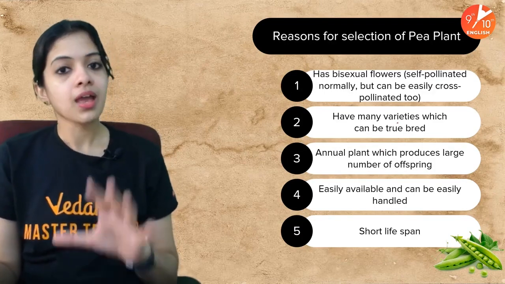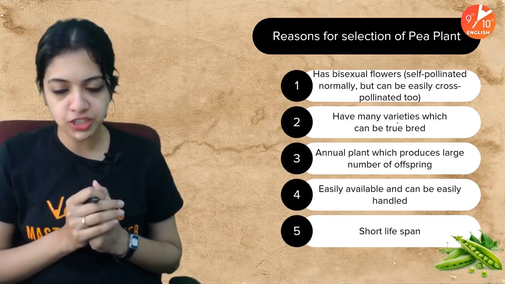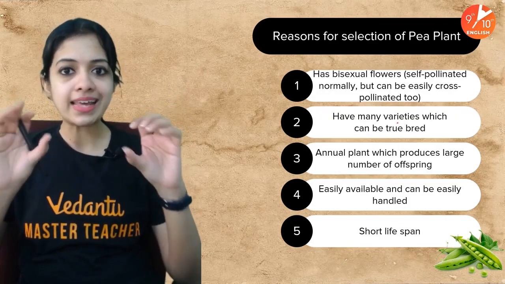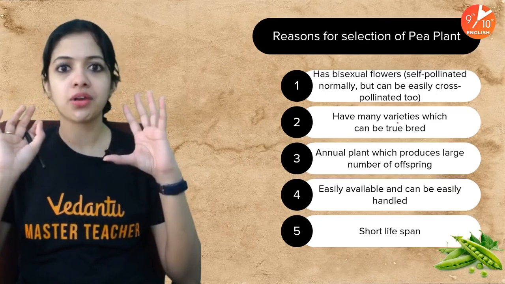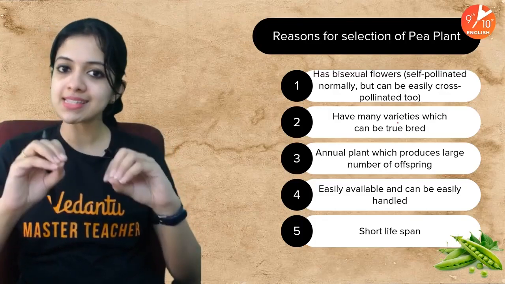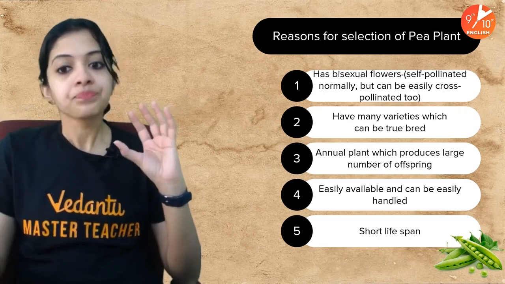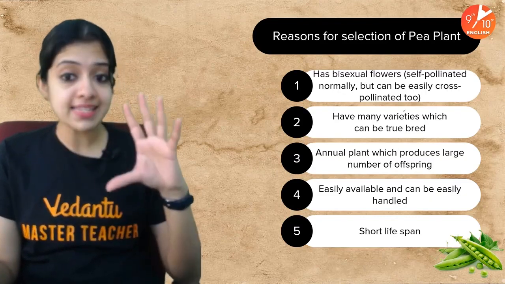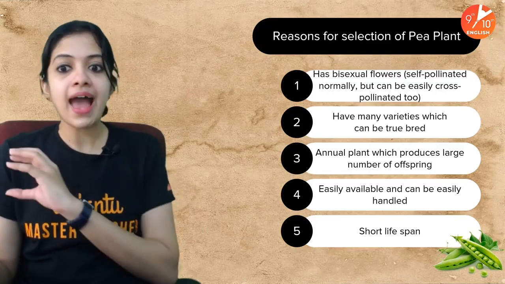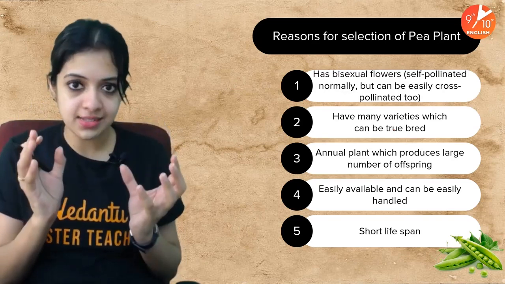The pea plant has bisexual flowers, which means they normally undergo self-pollination. But a scientist should have the freedom to cross-pollinate between two different individuals of his choice, right? So he wanted an organism which could be easily cross-pollinated and at the same time could also carry out self-pollination. The pea plant was a very good choice, okay? And it has many varieties which can be true bred, in the sense this is one plant which has 7 different contrasting pairs of characters, okay?